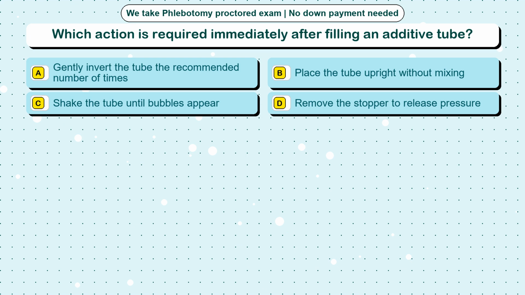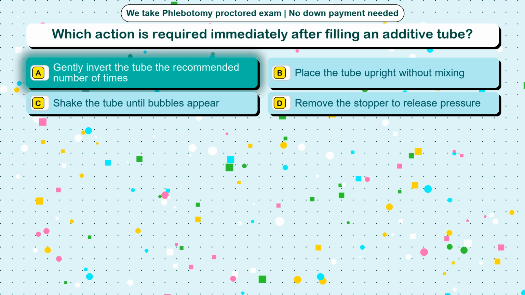Question 70. Which action is required immediately after filling an additive tube? Option A, gently invert the tube the recommended number of times. Option B, place the tube upright without mixing. Option C, shake the tube until bubbles appear. Option D, remove the stopper to release pressure. The correct answer is option A, gently invert the tube the recommended number of times.